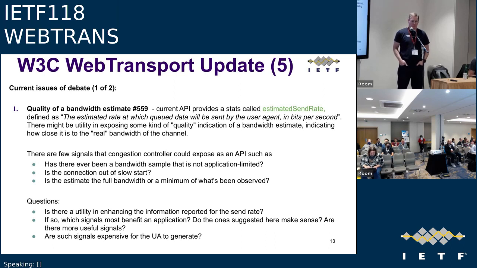Has there been a sample that's not application limited? Is it out of slow start? Is it the full bandwidth or the minimum of what's being observed? So we have some questions around there. The primary one being, is there utility in enhancing the information reported for send rate? And if so, which of these signals make sense? Do the ones here make sense, or are there more useful signals? And if we agree that these signals are useful, are they expensive for the user agent to generate? Luke.